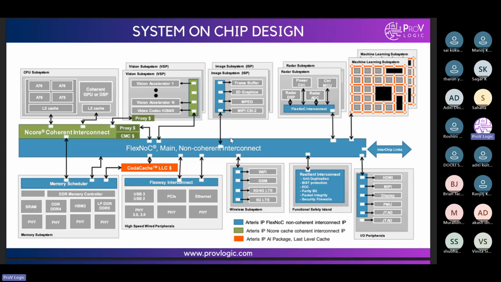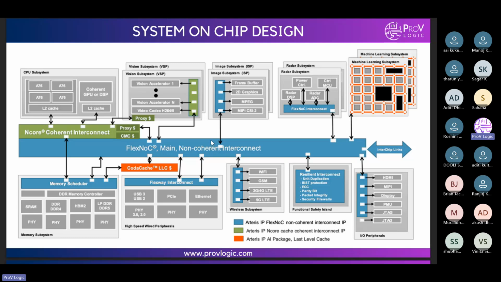Among these three, APB, AHB, AXI, AXI is one of the major, very high speed peripheral interconnects. It has a lot of features also, and it is very advanced. Even nowadays, most of the industries use AXI, and one of the advanced protocols is PCIe.